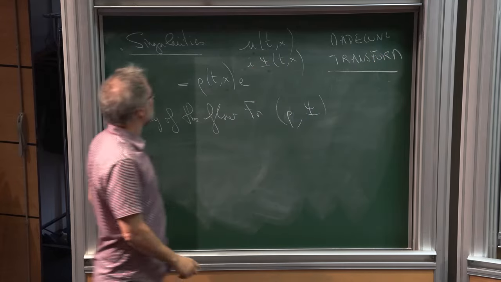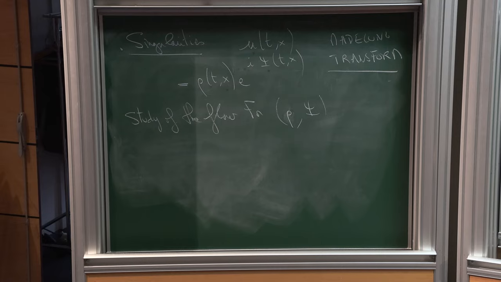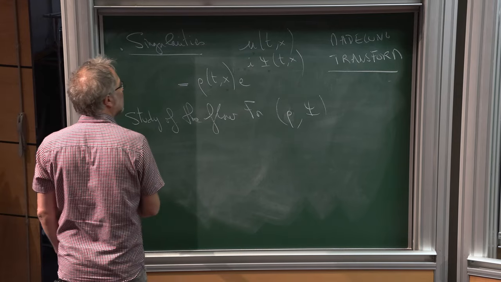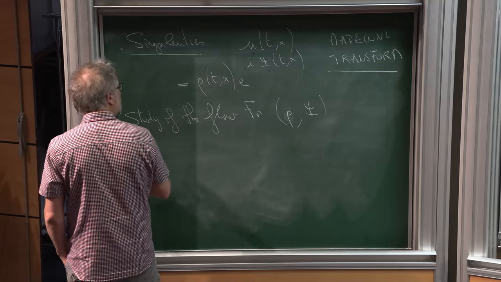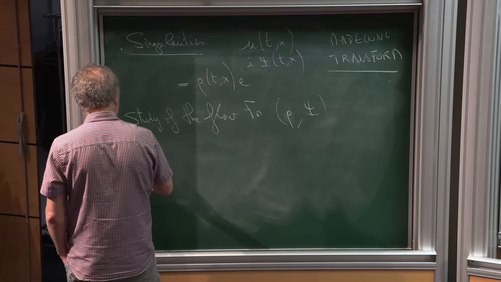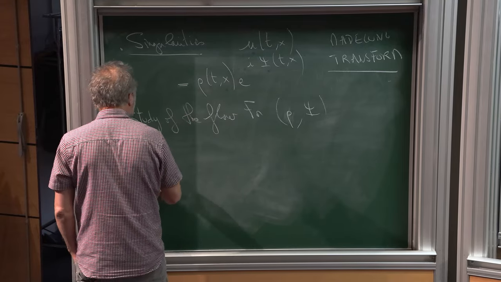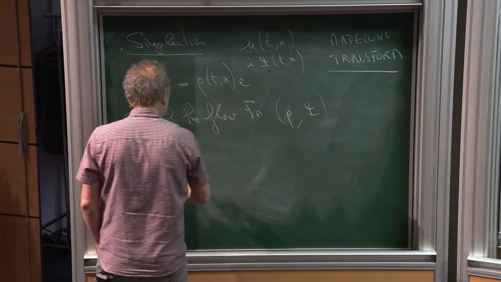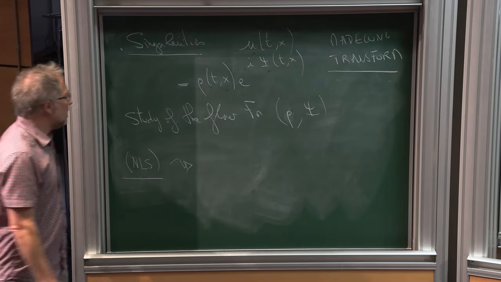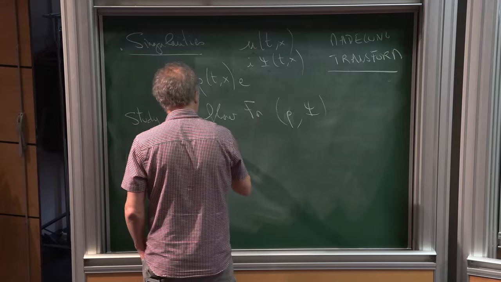And I would like to explain something. This is a computation that we will do together at some point. But I just want to explain something. If you look at the flow in NLS form, so you look at your NLS and you write the flow in this variable, what you will get is something that looks like a compressible fluid.